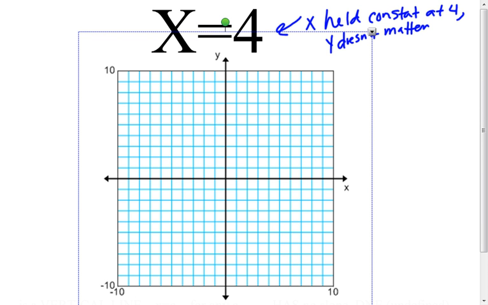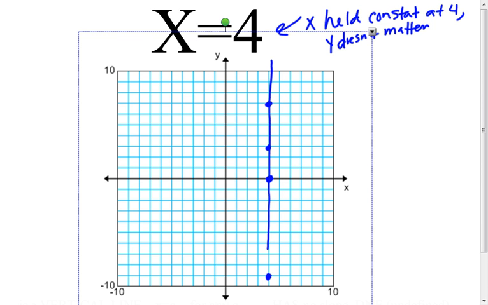So if you think about this, the x has to be held constant at 4. This is the point 4, 0. My x value is 4. This is the point 4, 3. My x value is 4, my y is 3, my y doesn't matter. This is the point 4, 7. Again, my x is 4, my y doesn't matter anyways. This is the point 4, negative 9. My x is 4, my y doesn't matter. So that's what that means.